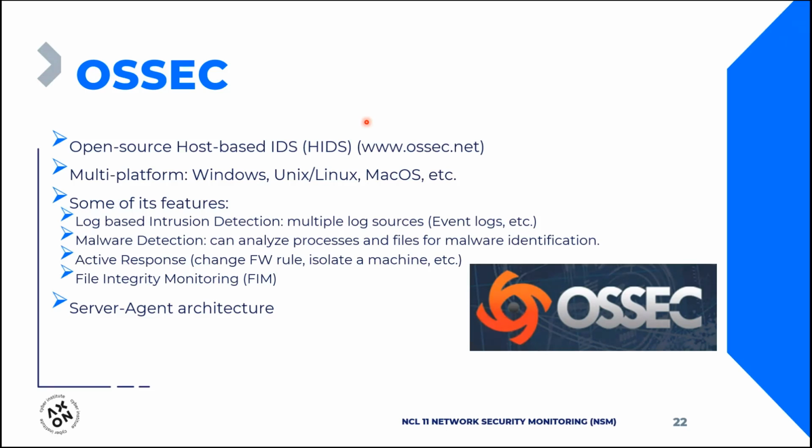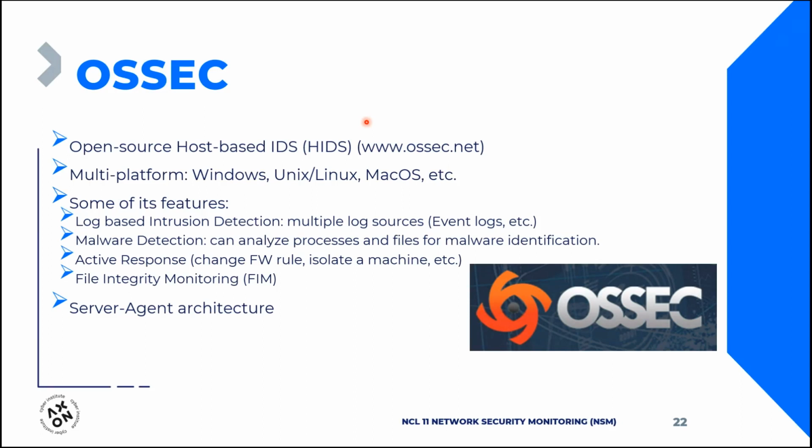You can download OSSEC in a server-client way. So you have the client, which is the agent, and you can install it on different platforms. You can install it on Windows, Linux, or Mac. And then it reads all the logs on that system. It has a database of signatures, and based on the logs and the signatures, it can fire up some alerts for you. It can analyze processes and files and try to find signatures of malware.